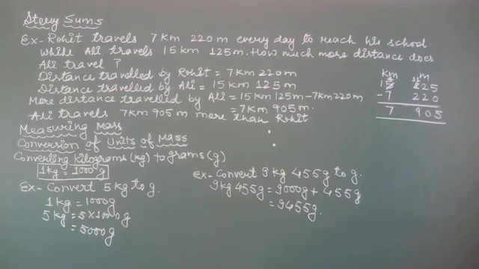And now convert 9 kg 455 gram to gram. 1 kg is equal to 1000 gram. So 9 kg is equal to 9000 gram plus 455. Now both are in the same unit, so add them. 9000 plus 455 is equal to 9455 gram.